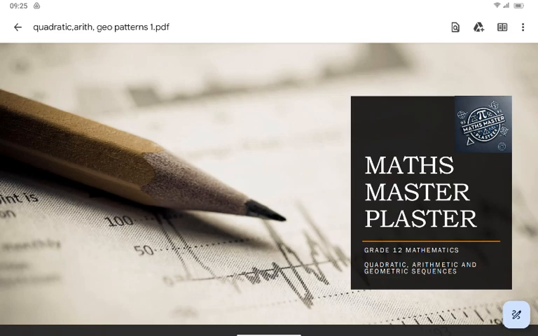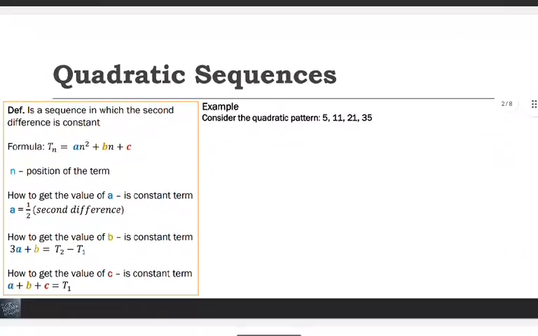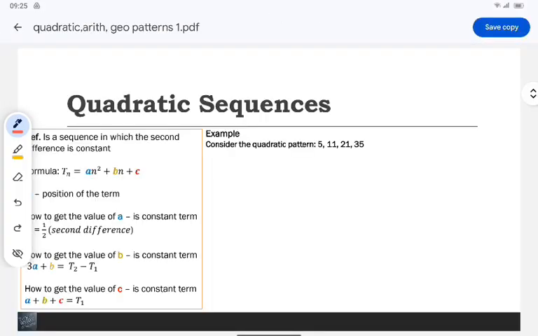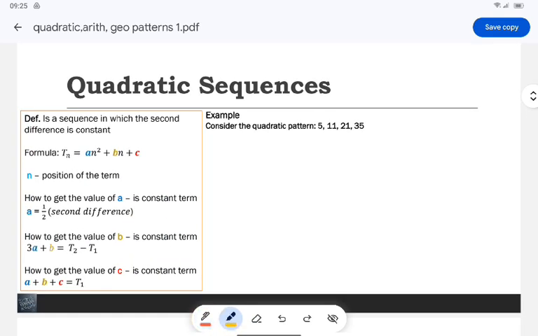Right? Okay. So we're going to begin our lesson with a quadratic sequence. What is a quadratic sequence? A quadratic sequence is a sequence in which the second difference is constant. So what do we mean when we say the second difference is constant?